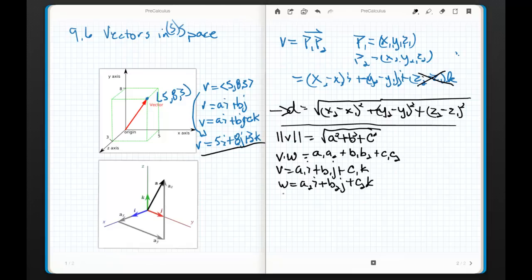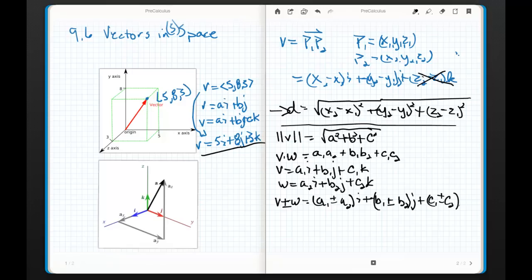Nothing to it. Okay, how do I add vectors? So if I go v plus w, I'm not going to bore you with too much of this. Let's go plus and minus. I'll kill two birds with one stone. So v plus w is just a1 plus or minus a2 times i, plus b1 plus or minus b2 times j, and then plus c1 plus or minus c2 times k.